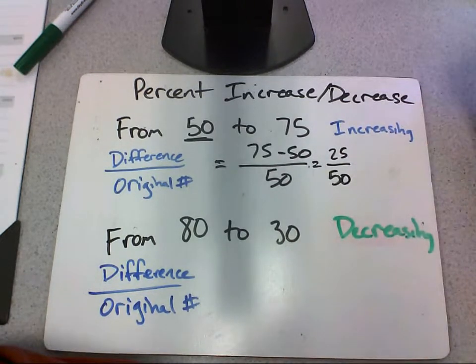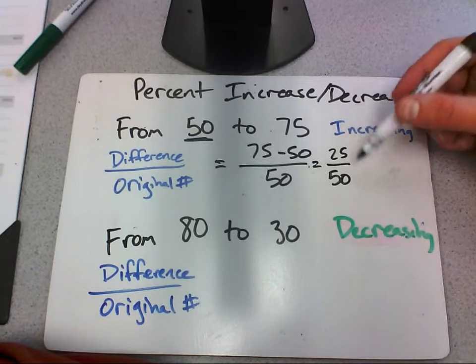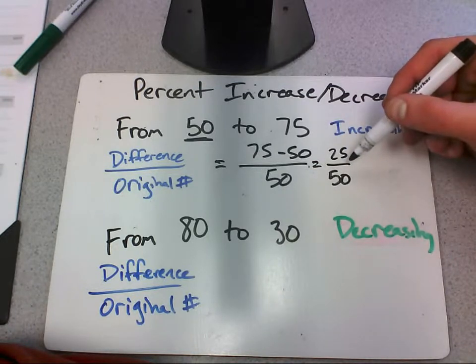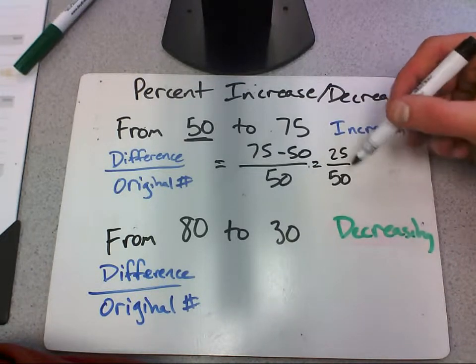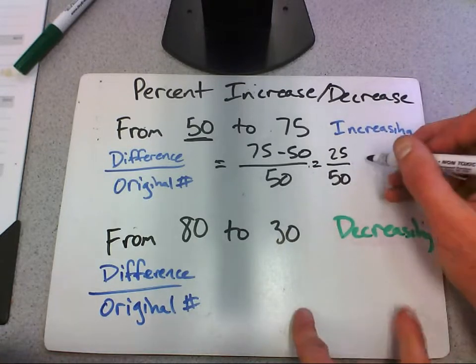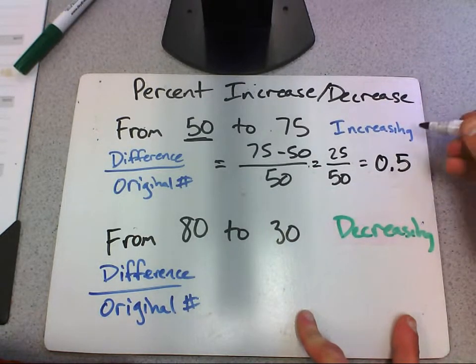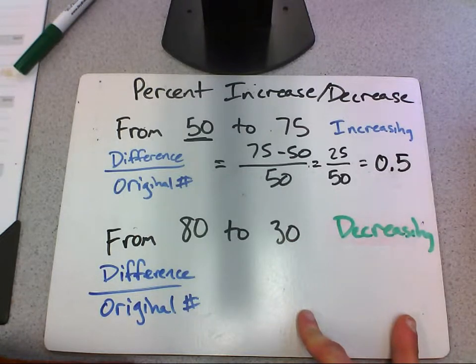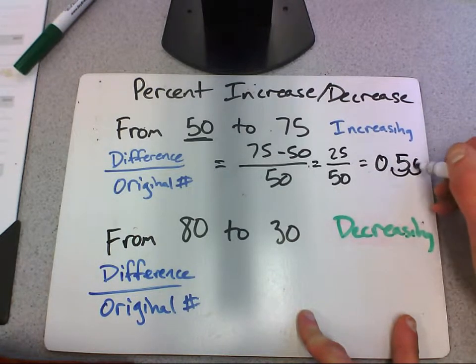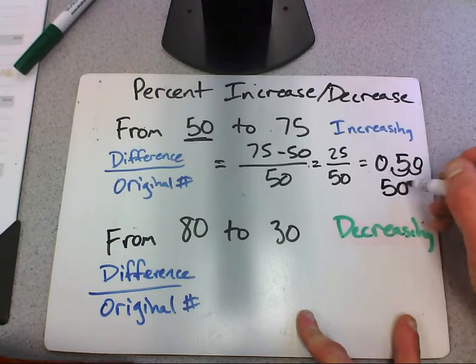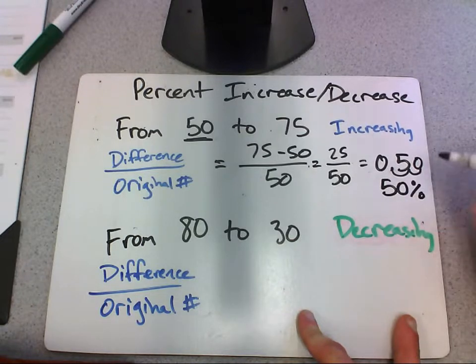Now if we remember from one of my older videos, to find the decimal equivalent of this fraction, divide the numerator by the denominator, I'll get 0.5. Okay, that's my decimal. Do I have my percentage yet? Move that over, and I have a 50% increase.